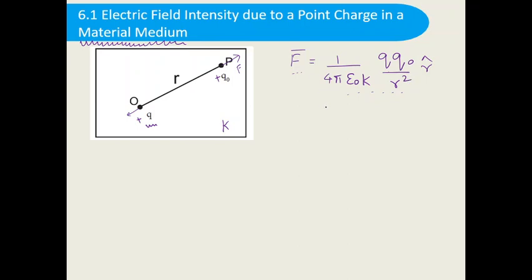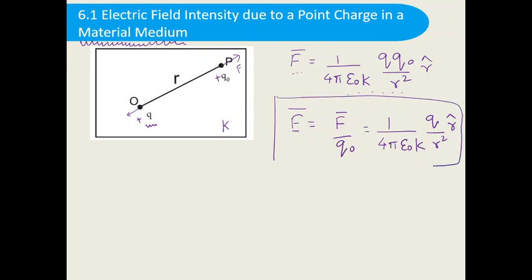Okay, but we know the definition of electric field. What is the definition of electric field? The electric field, writing now in vector format, E bar is equal to F bar divided by Q0. So what we are going to get is E bar equal to 1 upon 4 pi epsilon 0 k, q divided by r square, into r cap. So this is nothing but the electric field when the two charges are present in the material medium.